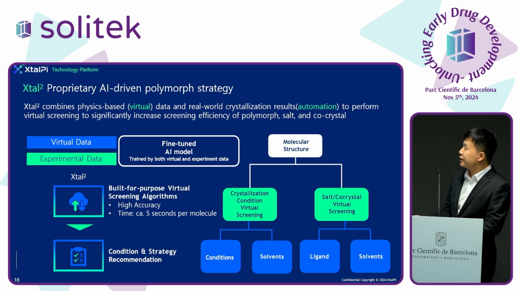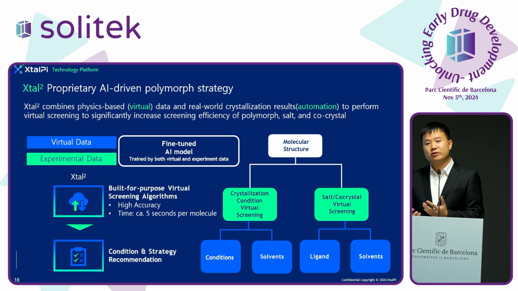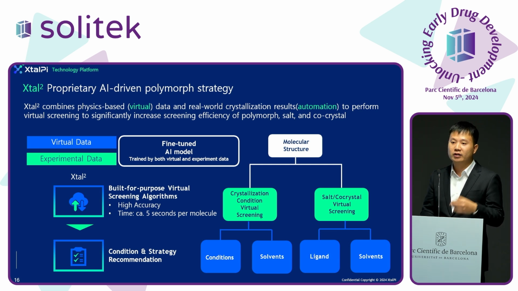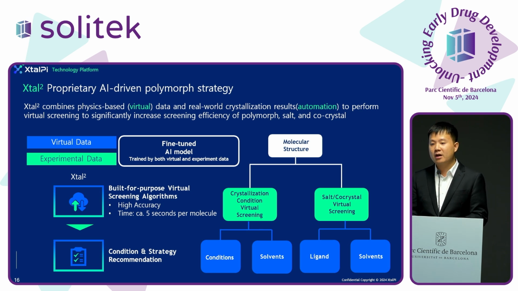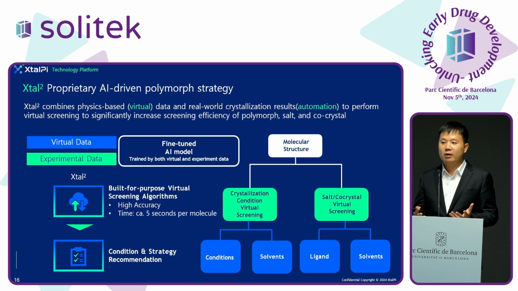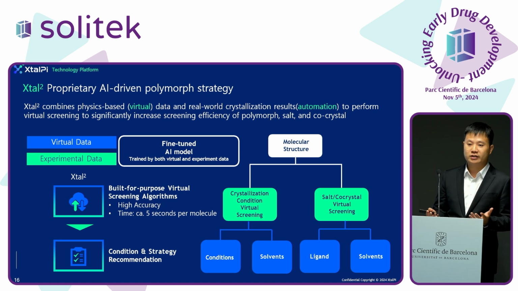The next part is polymorph strategy recommendation. And this part is actually a very challenging one. I believe everyone knows that recommending conditions for experimental screening to crystallize your targeted polymorphs is a world-challenging problem. And in XtalPi, we think there are 2 ways to tackle this problem.